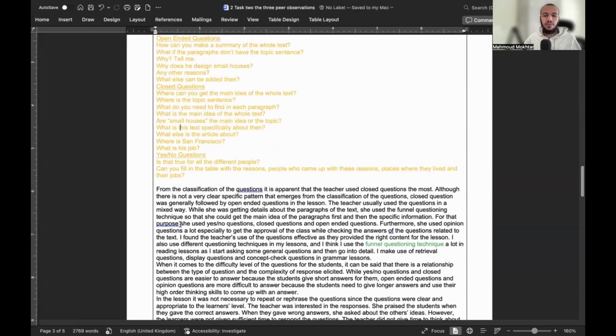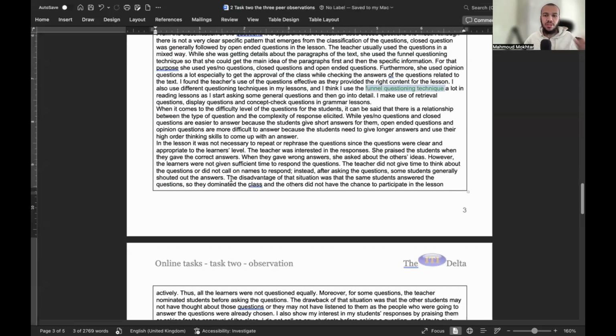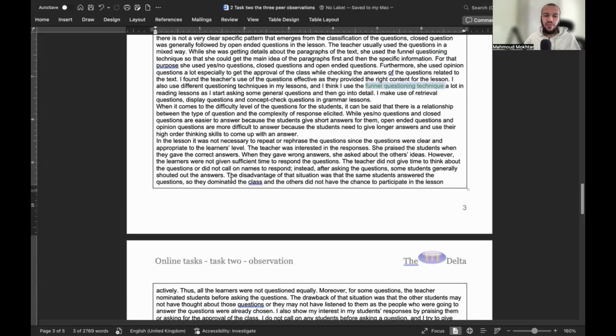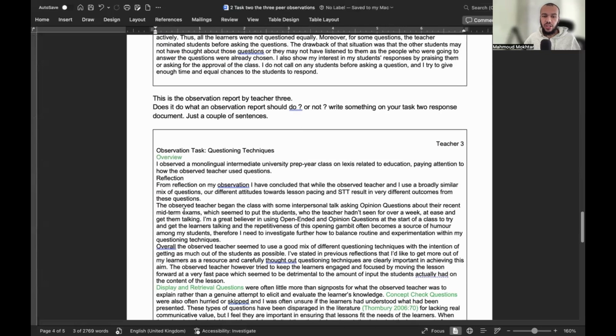And then it is good here, using a terminology such as funnel questioning technique, but there is no reference to where he got this from. It would be better if you mentioned a reference or how he got this. It doesn't have as much judgmental language as the previous one, but it also lacks the reflection, which is the most important part. If we proceed to teacher 3, we have an overview of the class.